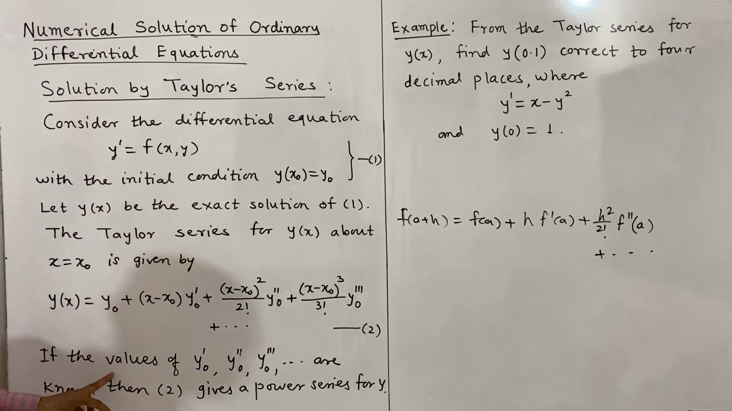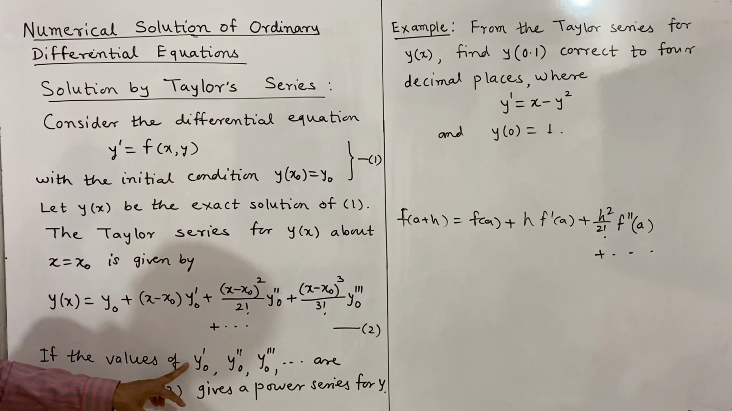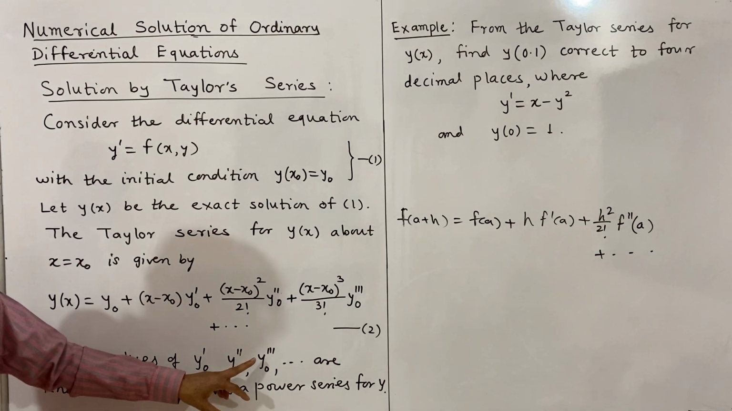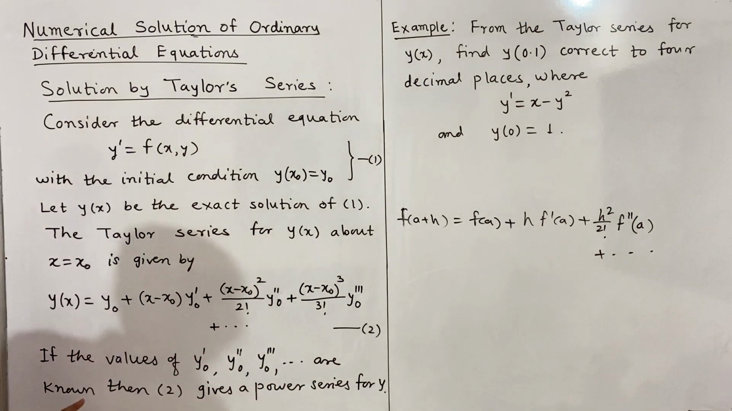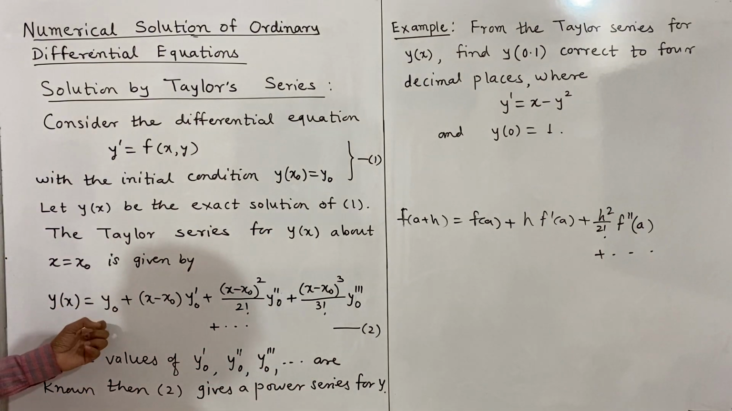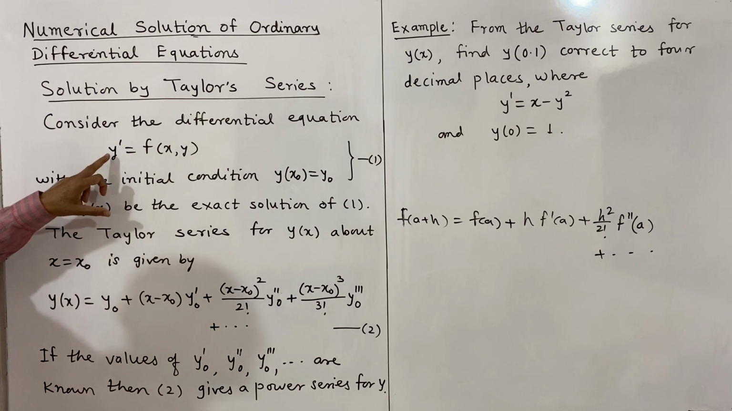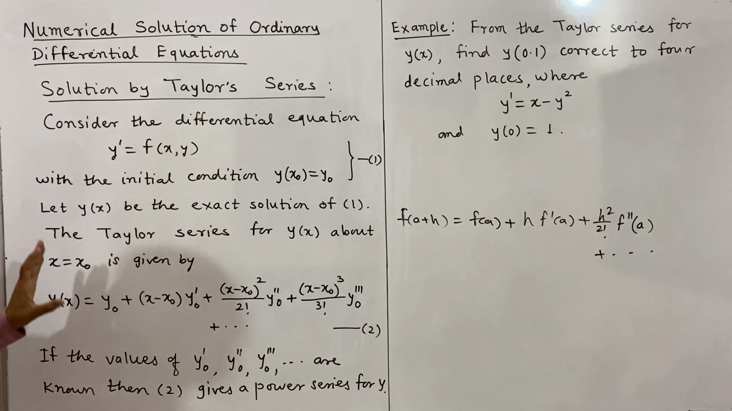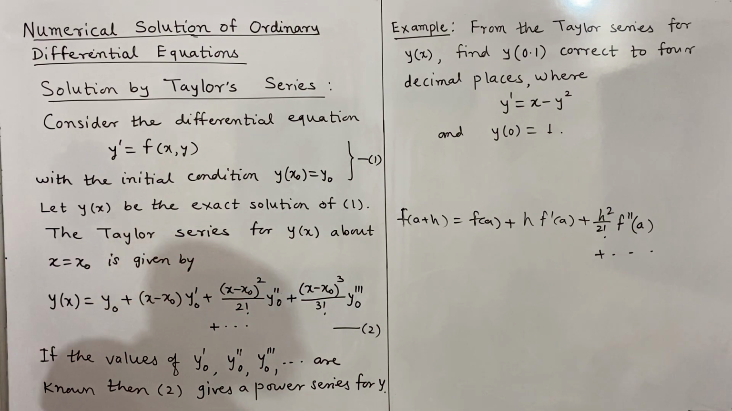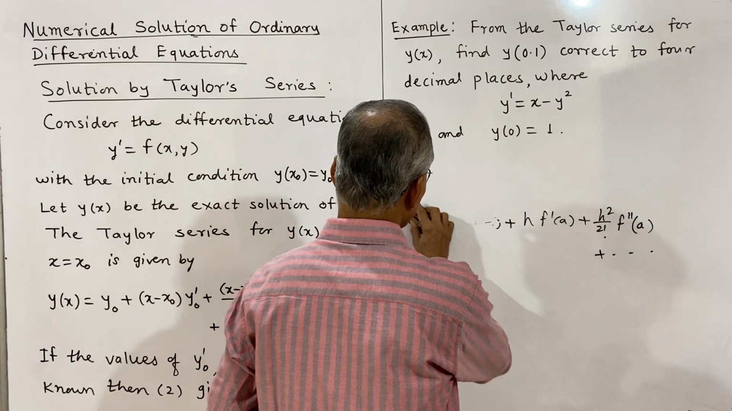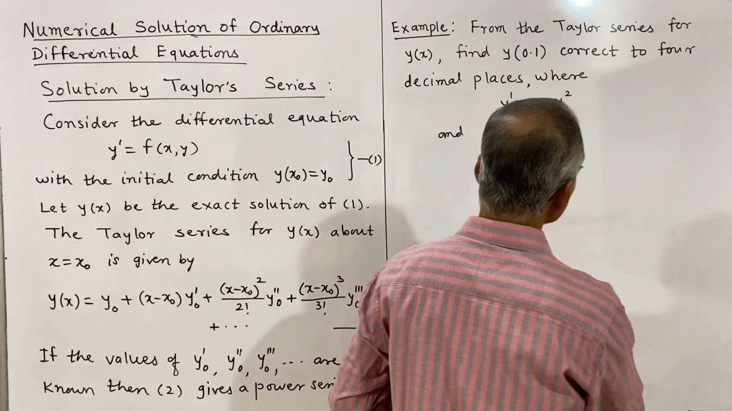If we get the values of y naught dash, y naught double dash, or the third derivative of y at x is equal to x naught, etc., then this gives the solution of differential equation 1. So, we have to remember the Taylor series for the function y of x at the point x is equal to x naught. Now, we shall solve this problem.